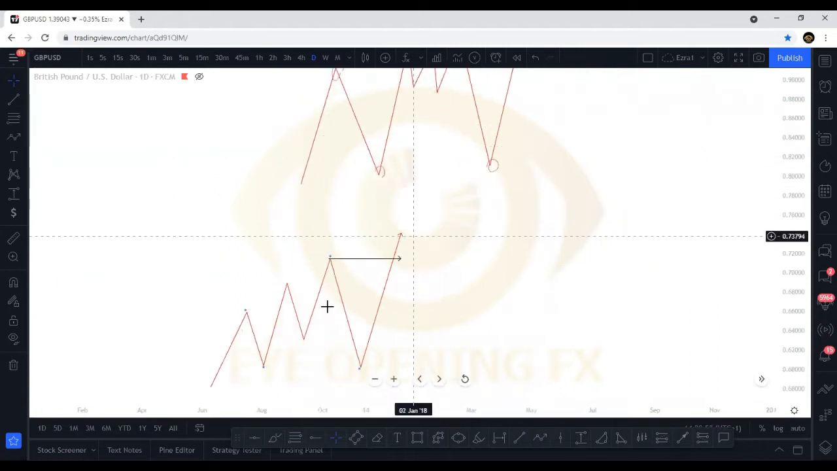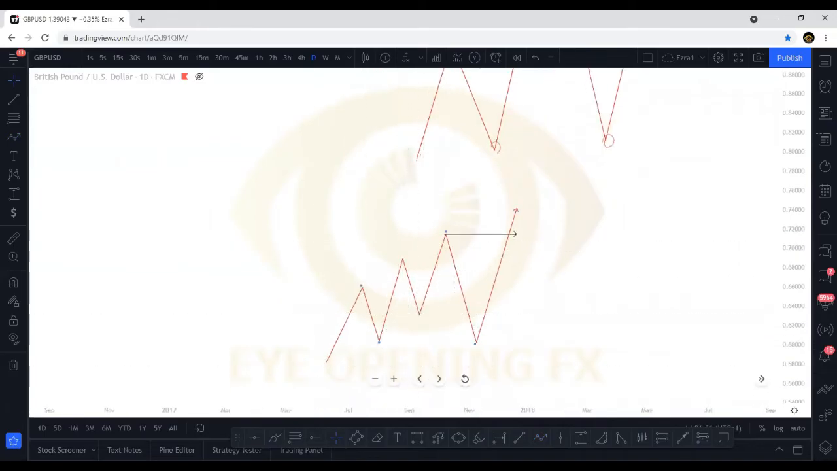Now, another one is this. It induced liquidity before creating a high. So it induced this liquidity as a fake BMS to the downside.